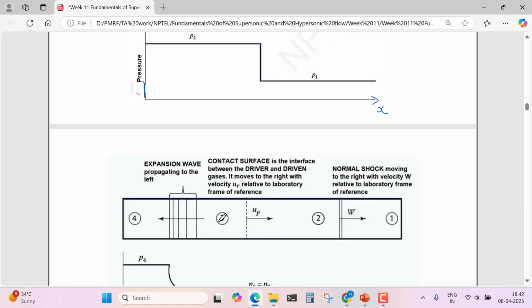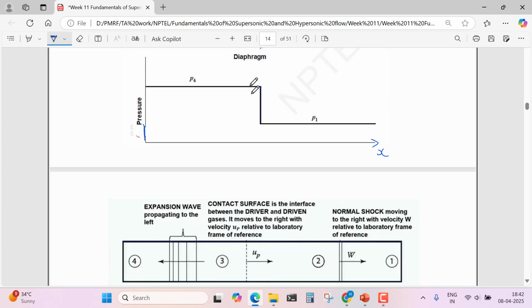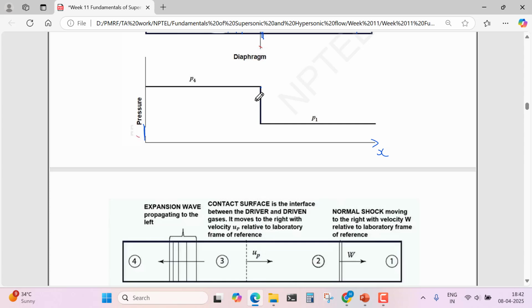Why will it happen? Because you can see there is a pressure difference here. So it will try to make both pressures equal. So the lower pressure will be made higher, and the higher pressure will be made lower. Pressure can be increased only by a shock wave, and pressure can be decreased by an expansion wave. That's why in the driver section, the expansion fan will move, and in the driven section, the shock wave will move.